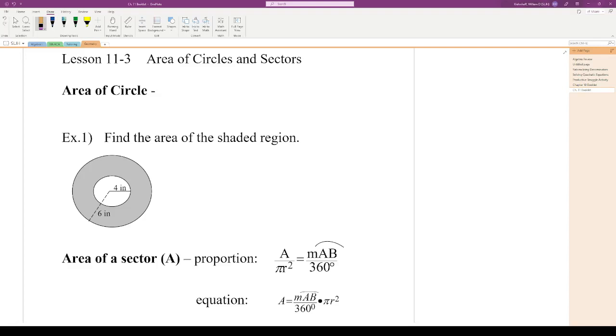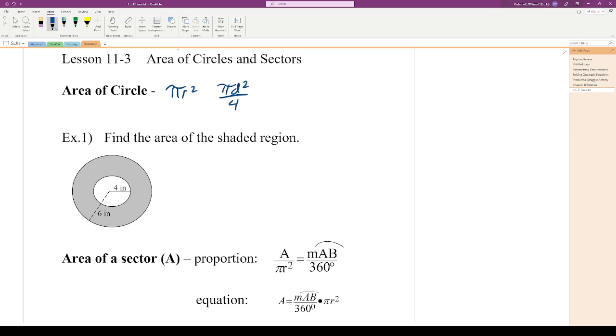The basics of area video for circles already covered how we understand the formula for area of a circle and area of a sector. So this isn't going to rederive that. If you're curious, go look at that video. We're just going to use these formulas and breeze through this note page and do some practice. So area of a circle was either pi r squared, or in terms of diameter, pi d squared over 4.